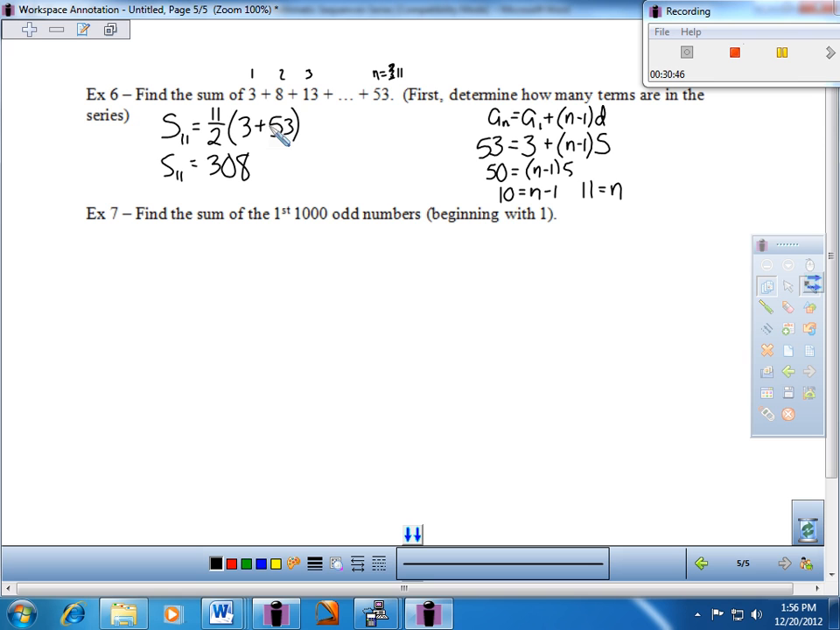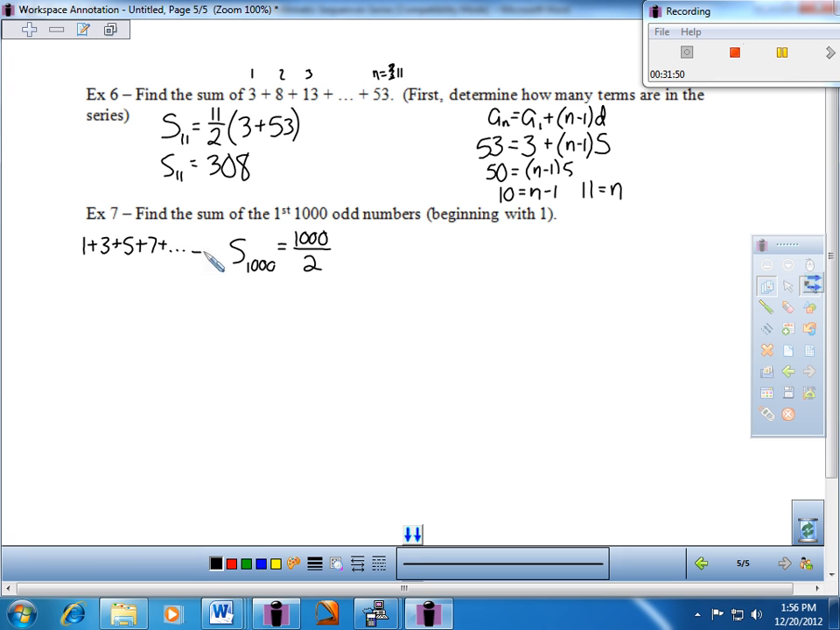All right, let's wrap it up on 7. Find the sum of the first 1,000 odd numbers. So 1 plus 3 plus 5 plus 7, all the way down the line. So good news, I know how many terms I'm going to add together. Unlike the last problem, I'm going to add the first 1,000, which means I can start getting this going here. 1,000 terms divided by 2. And by the way, I should have said this up front. Is everyone okay with this piece?